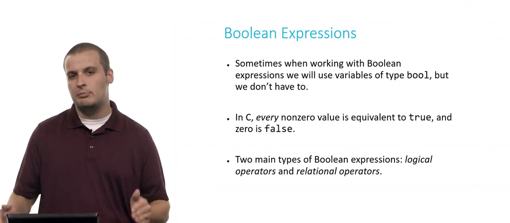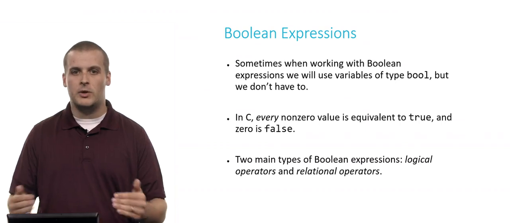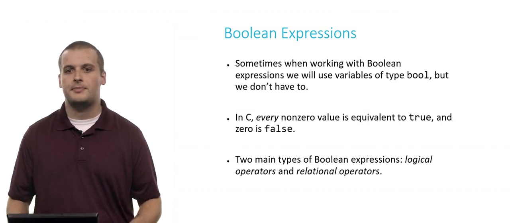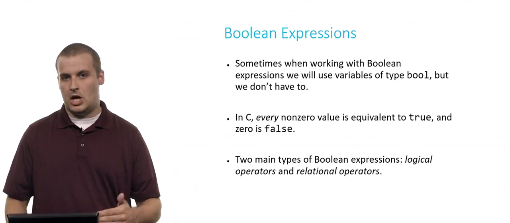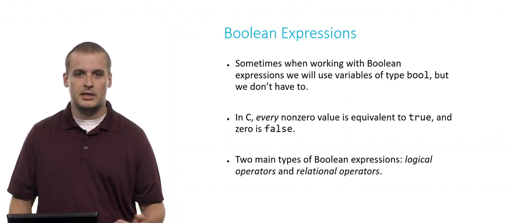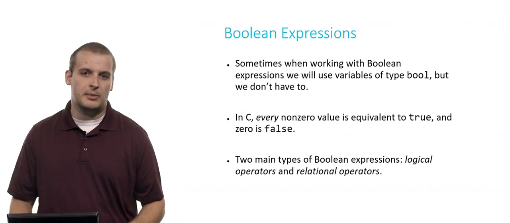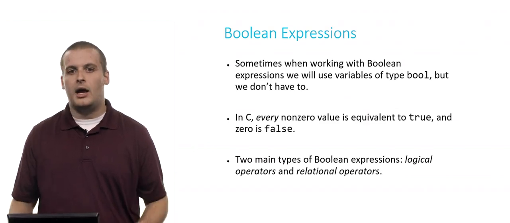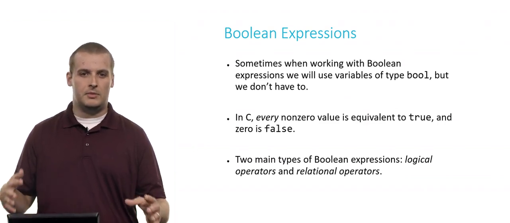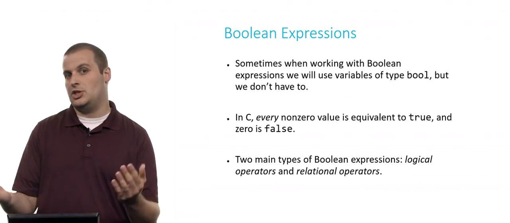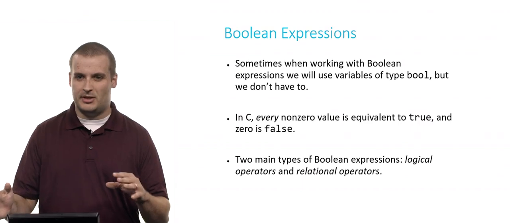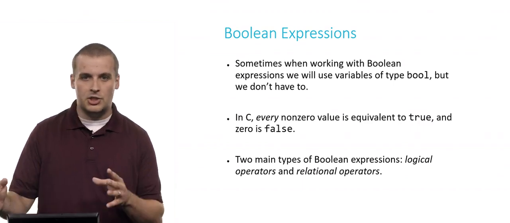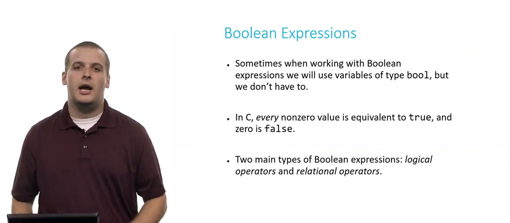This might come in handy later on to know, but just something to keep in mind. We don't always have to use Boolean type variables when we are working with Boolean expressions. There are two main types of Boolean expressions that we'll work with, logical operators and relational operators. The language there is not terribly important. It's really just how I'm grouping them. And you'll certainly quickly realize what a relational operator is based on what they are when we talk about them in a second. But don't worry about necessarily memorizing the term logical operator or relational operator. I'm just using it to group them in a logical way.